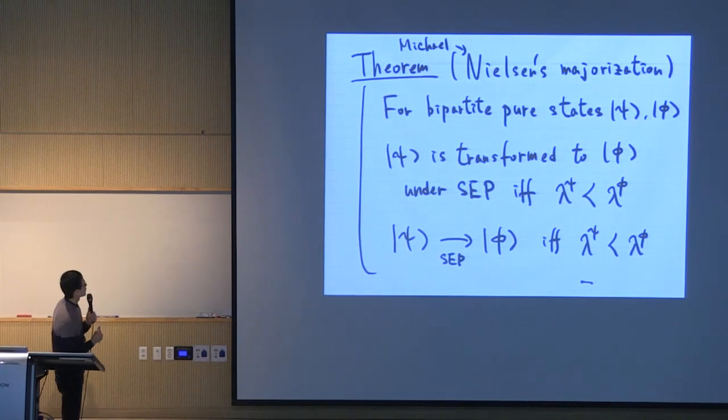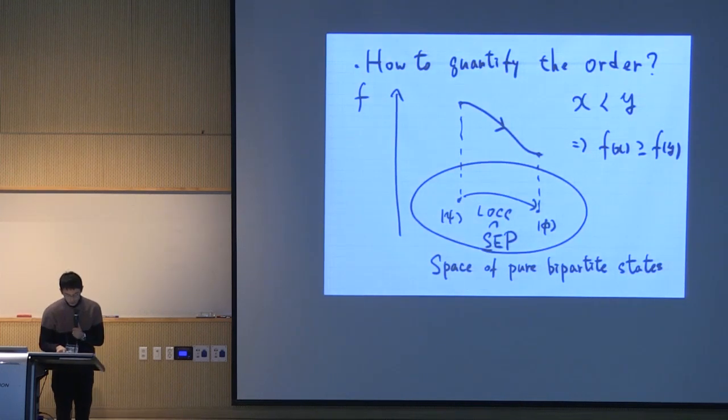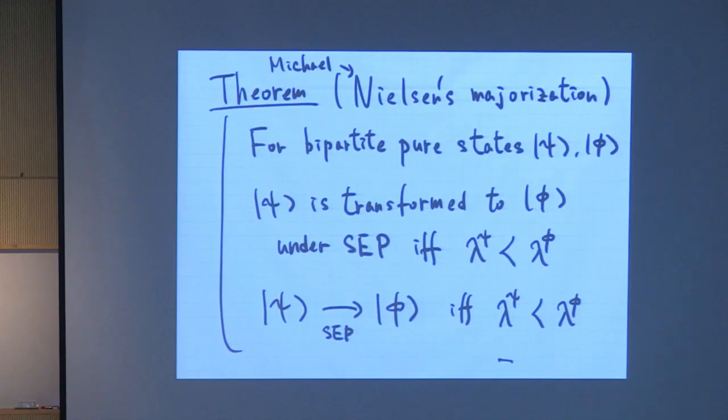For bipartite pure states, psi can be transformed to the other state phi under separable operation if and only if the Schmidt vector of psi is majorized by the Schmidt vector of phi. So this is a very concrete answer. And yesterday, so this theorem is very good, but you need to know all the Schmidt coefficients to answer the question. So that's a non-trivial task.